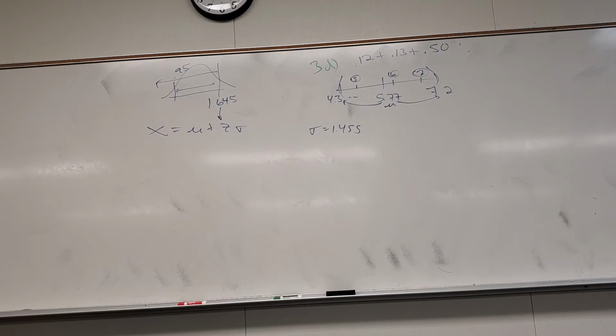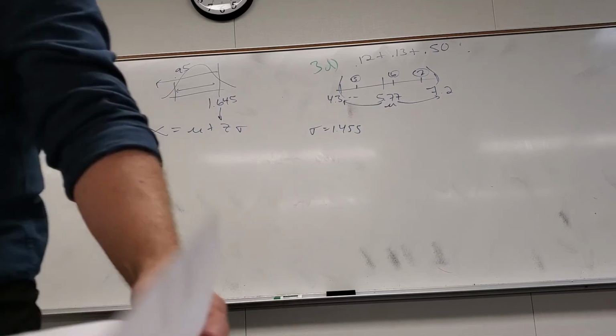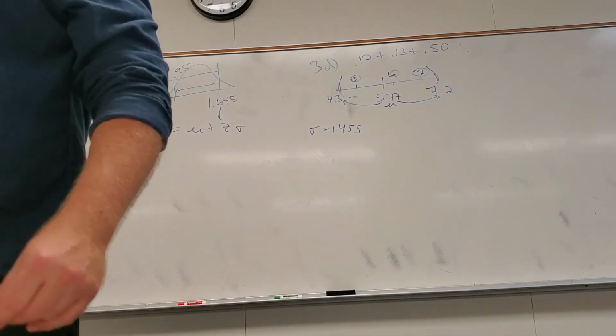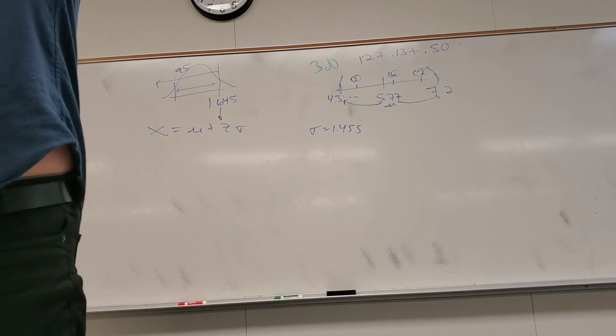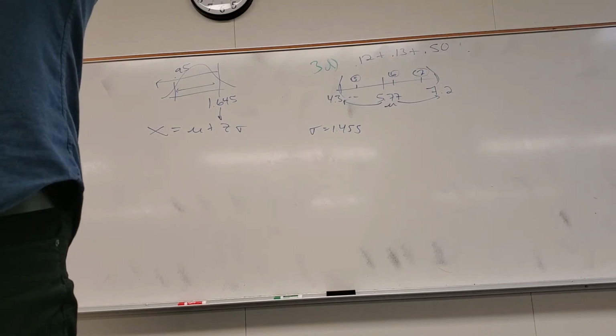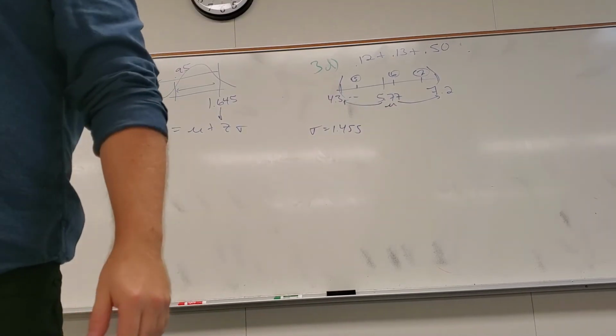14% are fours, 12% are fives, 13% are sixes. What percentage are sevens? 50. So if I made a histogram, where would the tallest bar be? At the end. Is that normal? No. There's another way to answer the question.